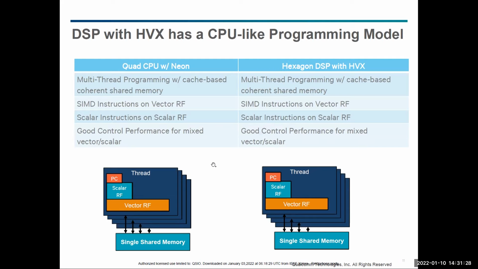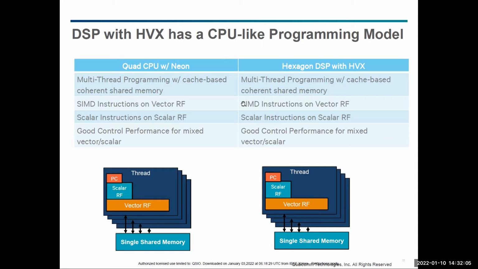So the first thing that I want to compare here is that the DSP with HVX has a CPU-like programming model. For our comparison, we have used the quad-core ARM CPU, which has a vector architecture called Neon. Neon is the vector architecture that ARM provides. So that is what we are using for any discussions going forward in this presentation. The benchmarks that we'll be using in the subsequent slides will also be in comparison to a quad-core ARM CPU with Neon architecture, and the comparison will be done with the Hexagon DSP, which has the vector extensions.